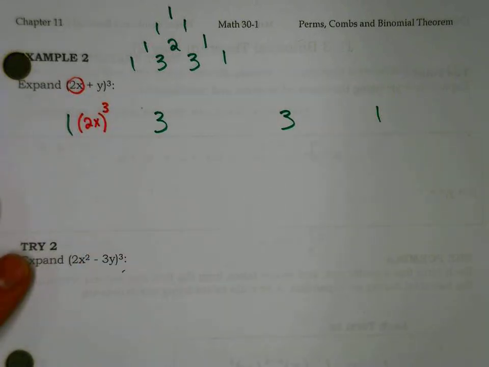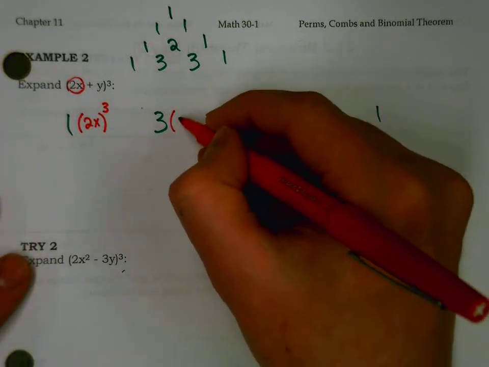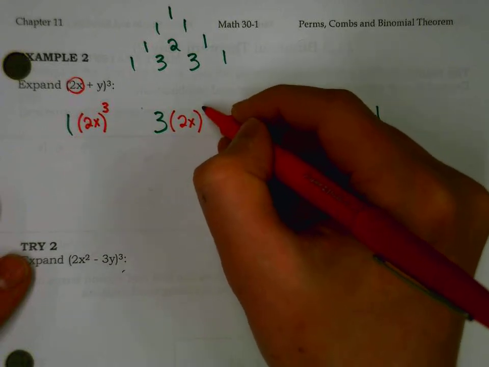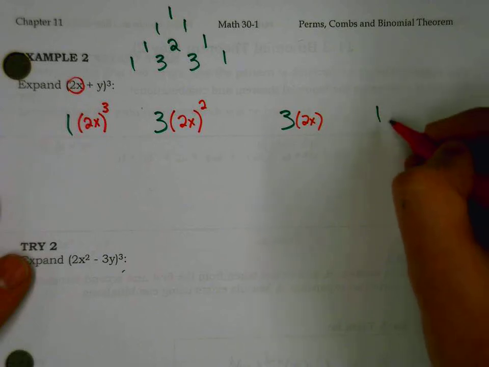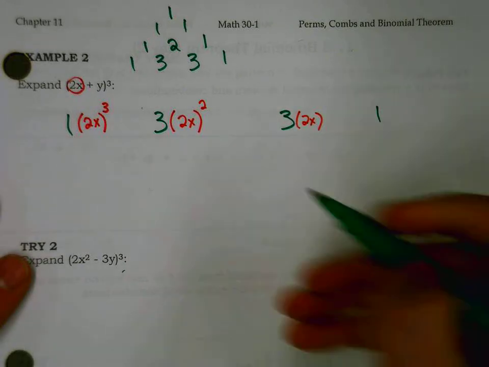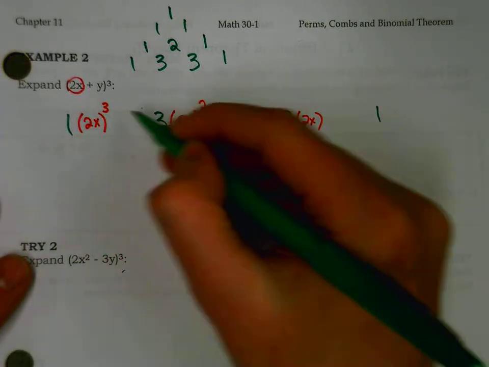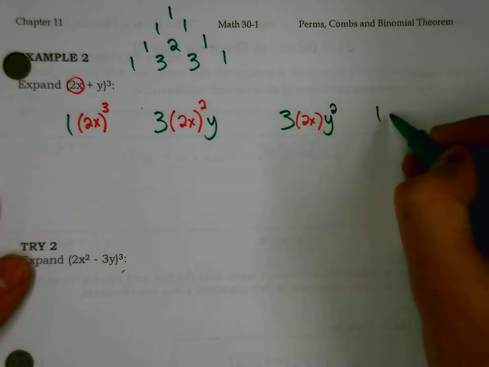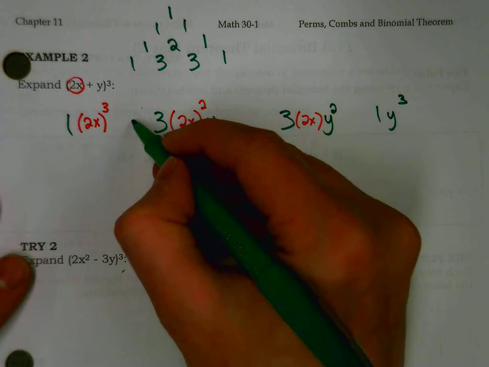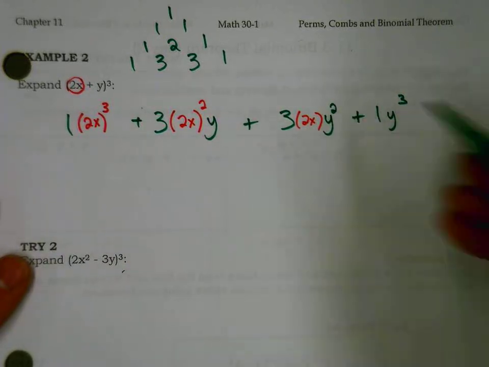And this is what's new. And then we have our first term of our binomial to the power of 2, and then to the power of 1, and then to the power of 0. We have the y to the 0, and then a y to the 1, and then a y to the 2, and then a y to the 3. Add these together, this is your result.